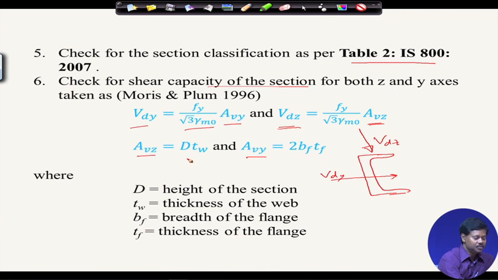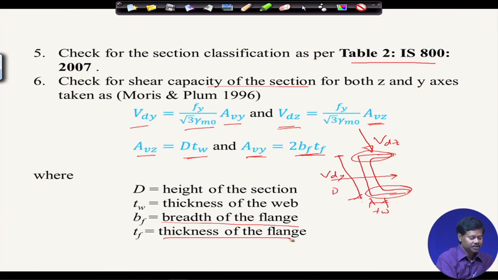Avz will be d into Tw, that means the depth, if this is the depth and this is the thickness of the web, then d into Tw will be Avz, the cross sectional area along the ZZ direction. And Avy is the cross sectional area along the YY direction. It is Bf into Tf, and on two sides it is there. So, Avy will be calculated as 2 into Bf into Tf, where Bf is the width of the flange, Tf is the thickness of the flange, Tw is the thickness of the web and d is the height of the section. So, from these dimensions we can find out Avz and Avy, and then we can find out the shear capacity of the section in the Z axis and Y axis.